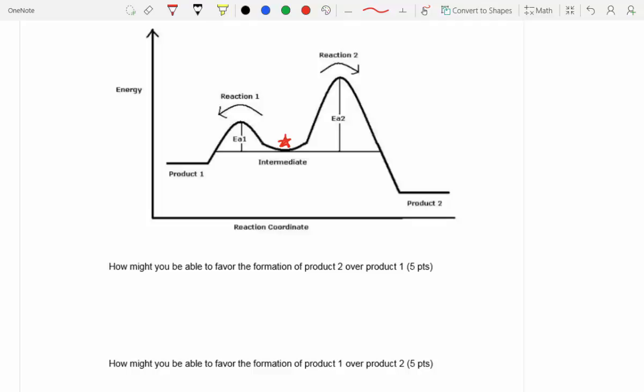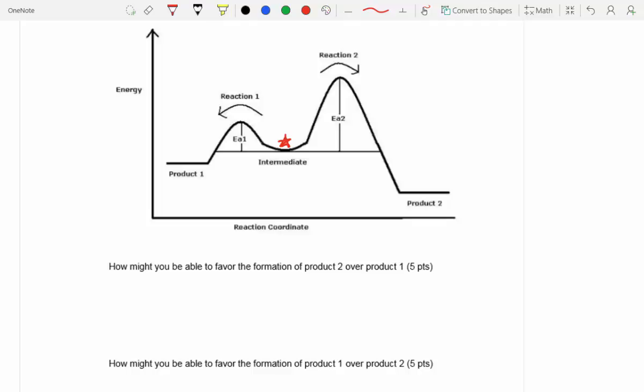For product 1 or 2? So for product 2, is it more stable or less stable? It's more stable, right? See, product 2 is lower in energy. That means it's more stable. Look at it this way. If we want to get our more stable product, should we have more heat or less heat? What do you guys think?